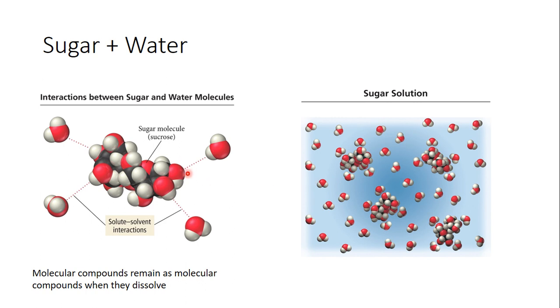But what happens is that all these oxygens on sugar are negatively charged. These hydrogens are positively charged. So the water is attracted to these molecules, and it surrounds these molecules like it does the ionic compounds. And so when you put sugar in water, like the salt, it looks like it is dissolving.